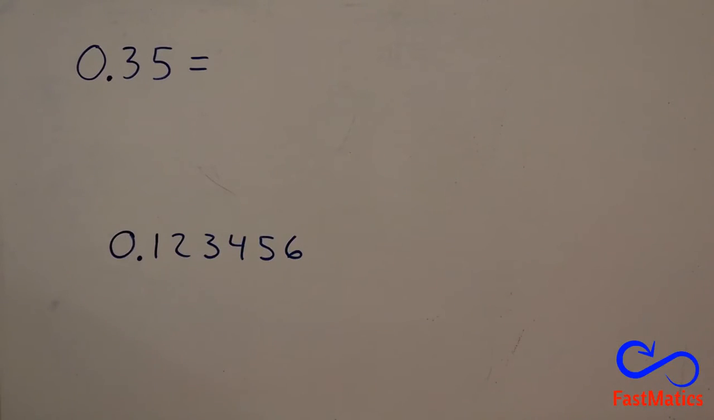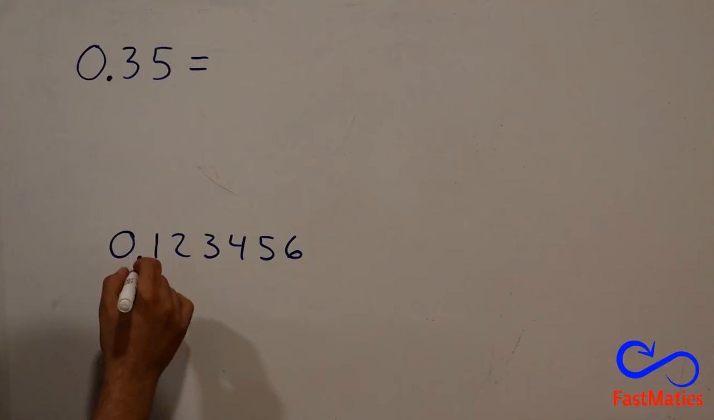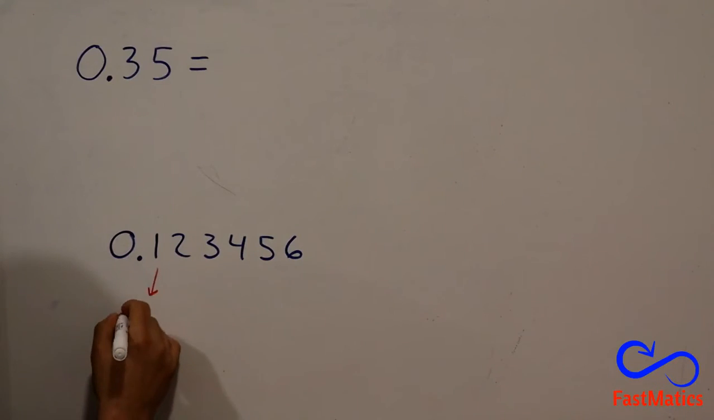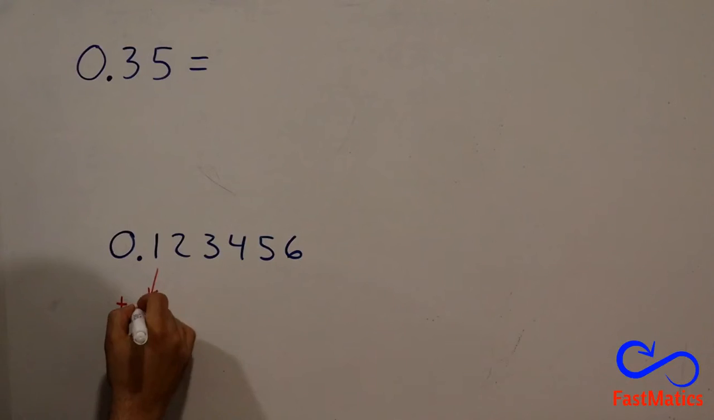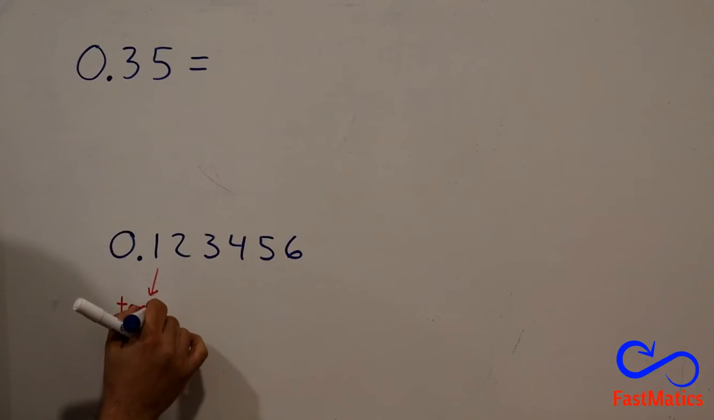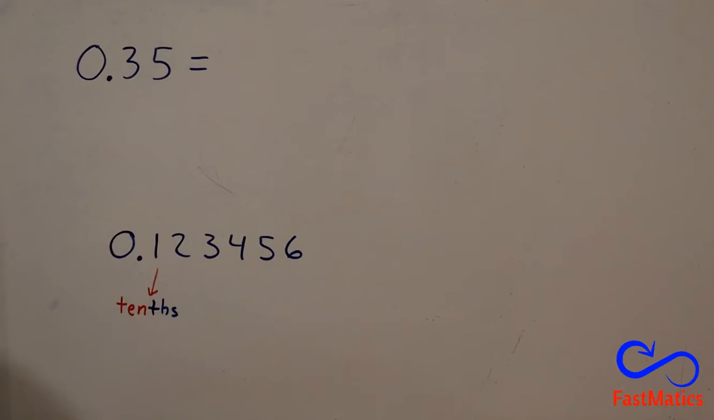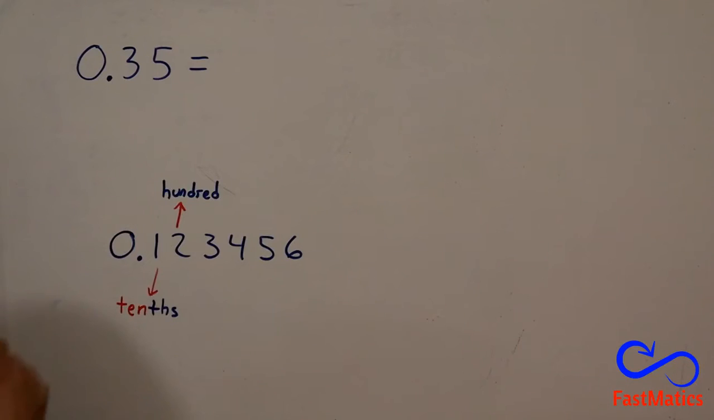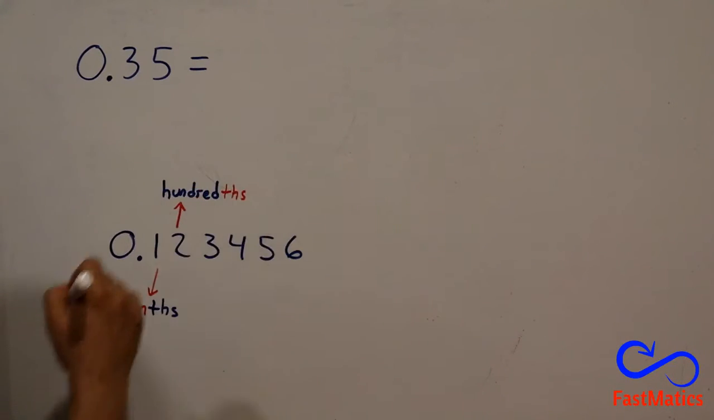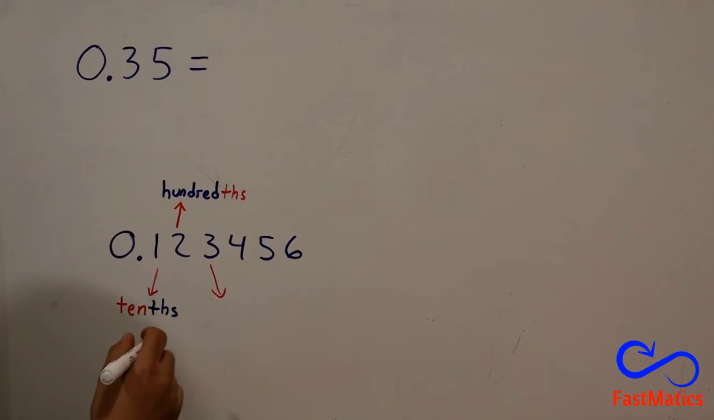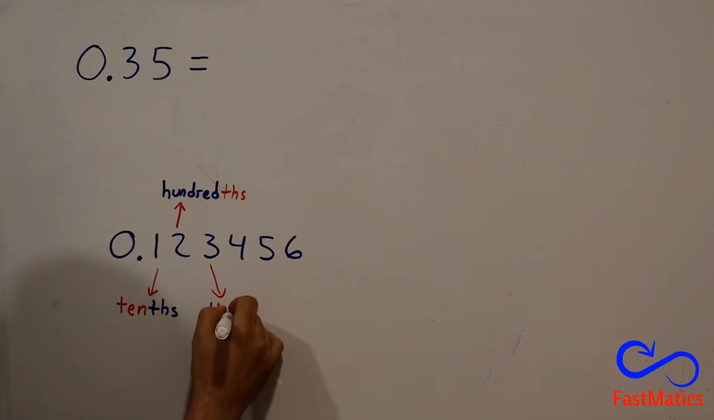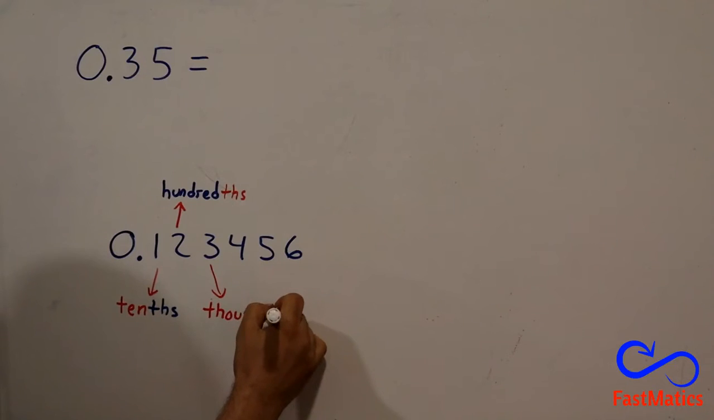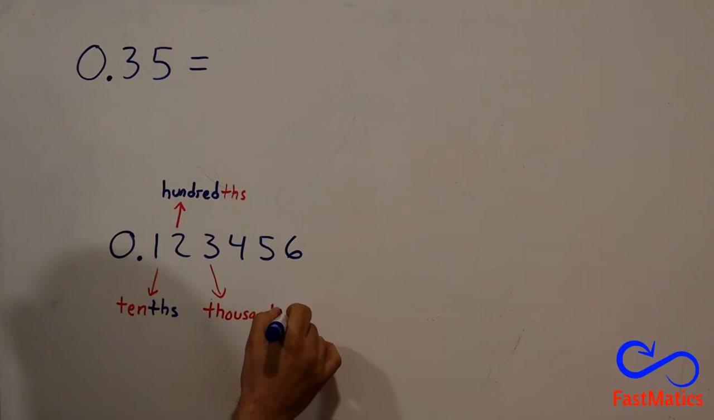0.123456. Okay, let's see. This place is called tenths, and remember to add THS. Here we have the place of hundredths, and we add THS, hundredths. Here you have the place of thousandths, and we add THS.